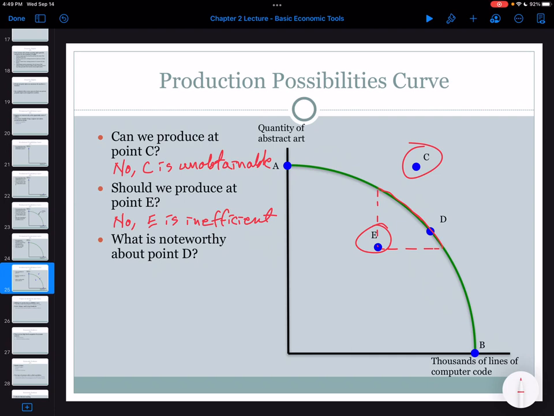So lastly, point D, right here on the production possibilities curve, is what we call efficient. And that's how we talk about a production possibilities curve: what is possible, what's efficient, what's inefficient, what's obtainable, what's unobtainable. Okay? Now you can also use this curve to talk about economic growth, but we'll get to that in the next video.